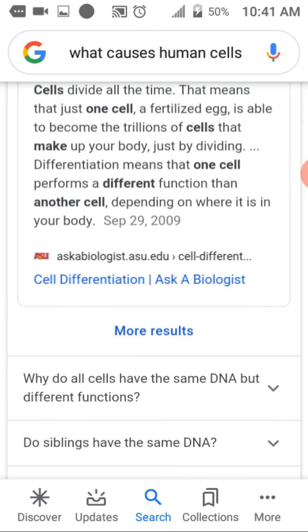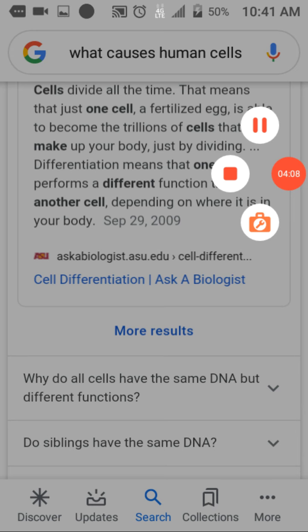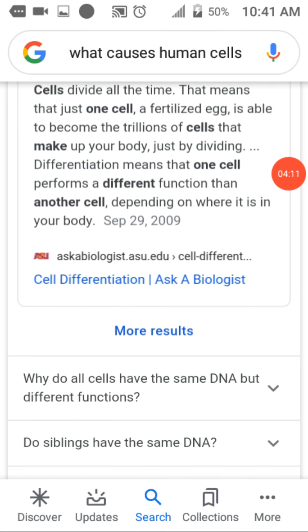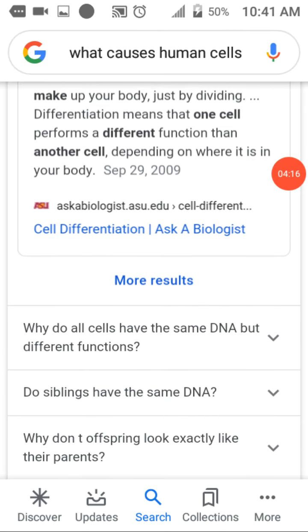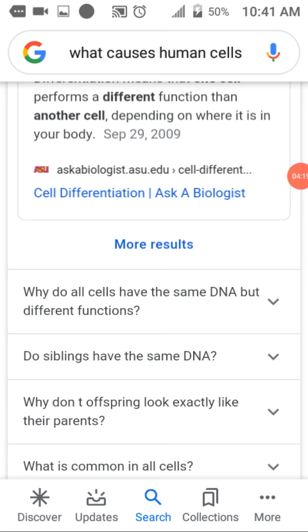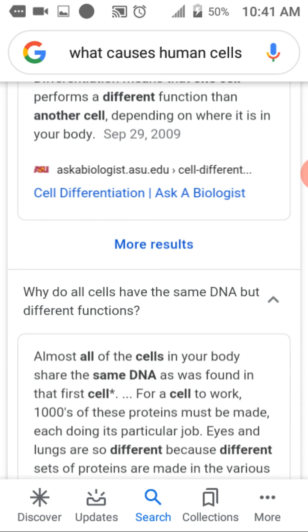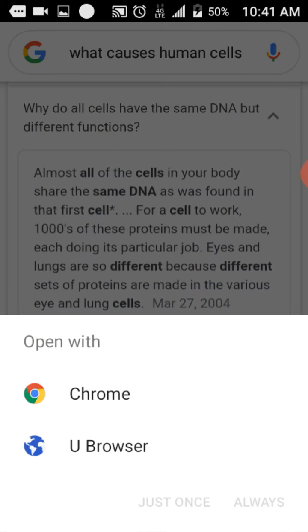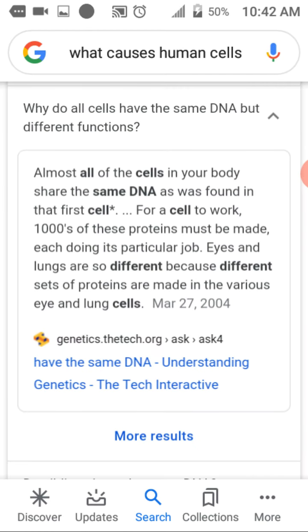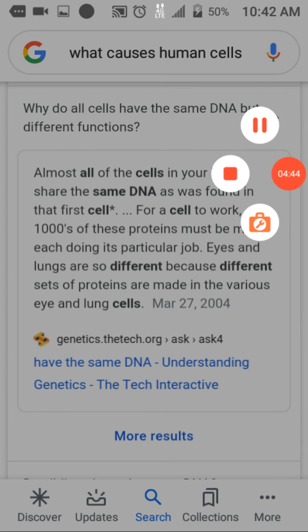it causes it to have the same DNA, but yet not the building blocks that cause it to be the same as the original cell or any other cell. Maybe that's it. So why do cells have the same DNA but different functions? Almost all of the cells in your body share the same DNA as was found in that first cell. For the cell to work, thousands of these proteins must be made doing each a particular job. Eyes and lungs are so different because different sets of proteins are made in those various eye and lung cells.